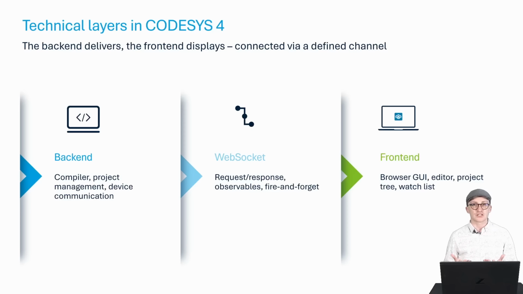It runs natively on both Windows and Linux. The communication channel between back-end and front-end uses WebSocket with JSON RPC 2.0. It supports request response, observable streams, and automatic reconnection for a stable connection between back-end and front-end. If you are familiar with modern web development, these patterns will feel natural.